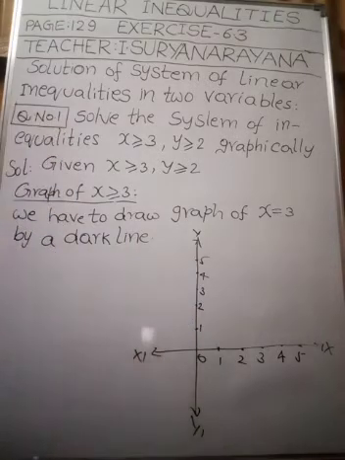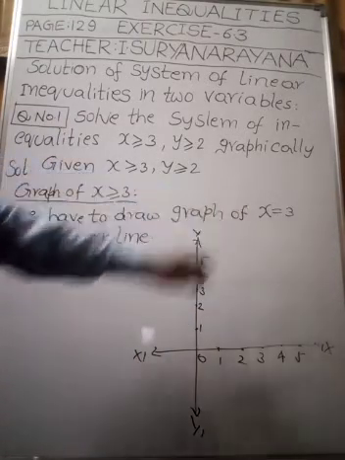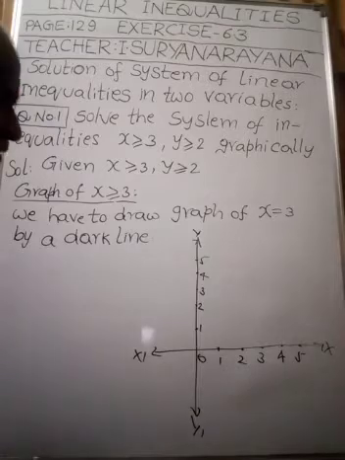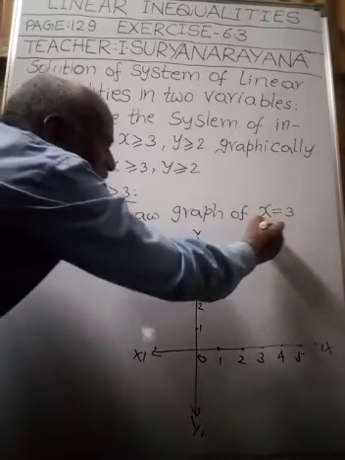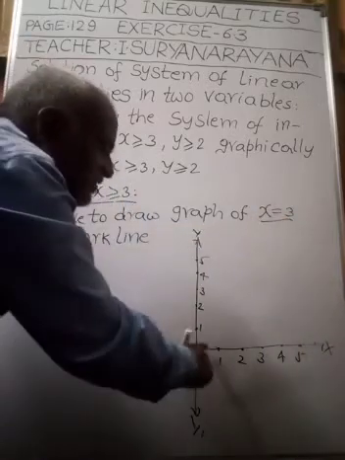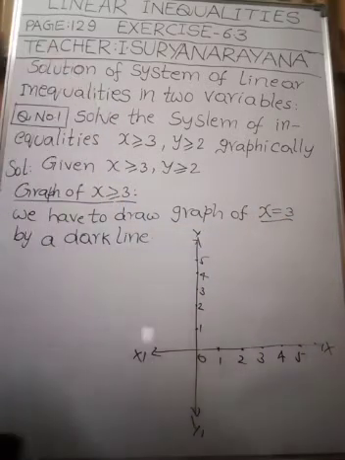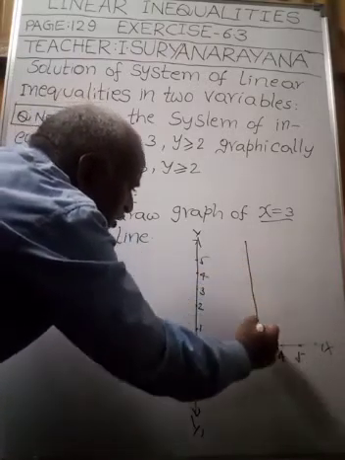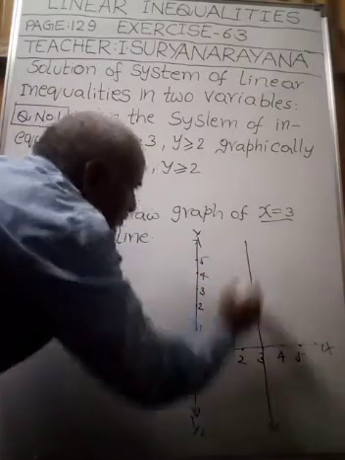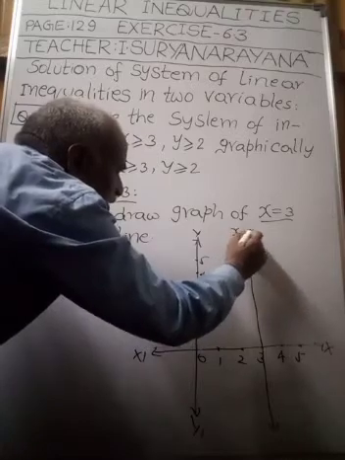On this graph, first we have to draw the graph of the line x is equal to 3. The line x is equal to 3 is parallel to the y-axis at a distance of 3 units from the origin. So like this. This is the graph of the line x is equal to 3.